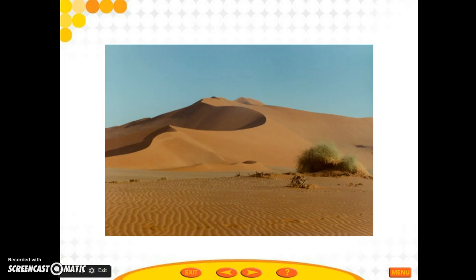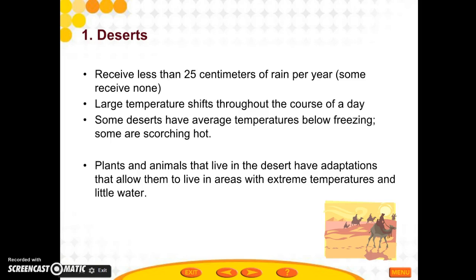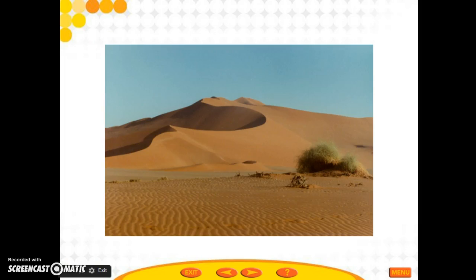This is an example of a desert. It is sand and hot. But even though this is a sandy and hot desert, the largest desert is actually Antarctica. Looking back at those descriptions of what the biome was, if it's receiving less than 25 centimeters of rain per year and has large temperature shifts, it's a desert, and the animals have adaptations. So when you're thinking of deserts, most of the time you're going to think of a picture like this, but don't forget Antarctica is also a desert.